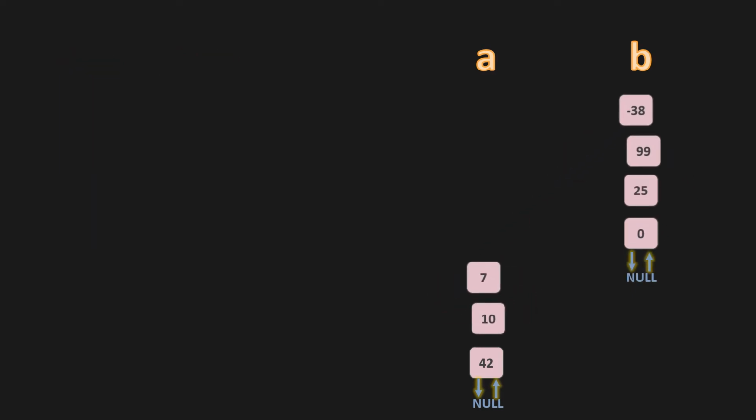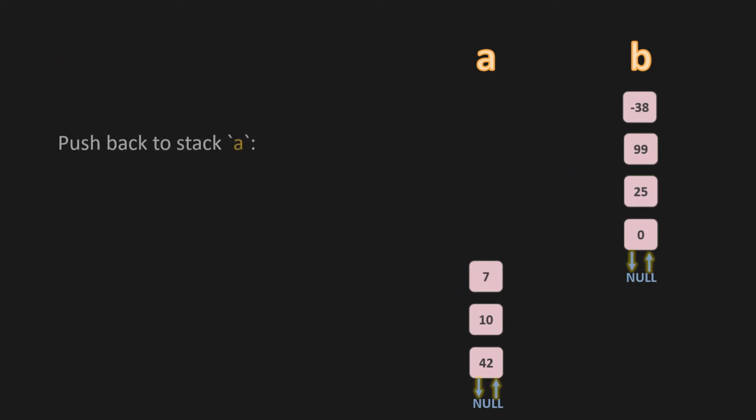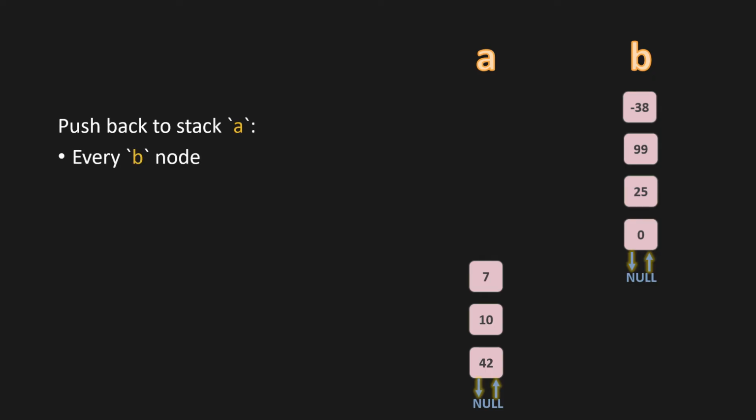Now we will push every B node one by one from the top of the stack until B is empty. The only requirement for this step is that before we push a B node to stack A, we need to make sure it will be pushed on top of the correct A node. Recall, our program needs to sort stack A in ascending order.